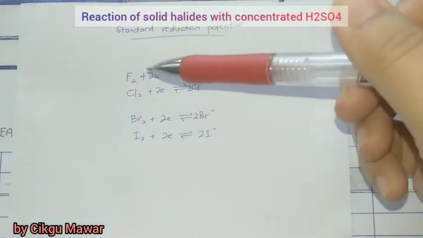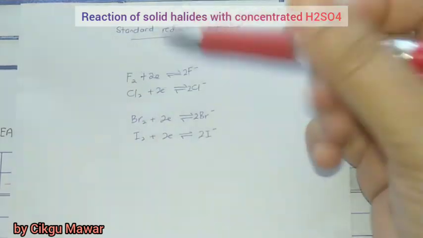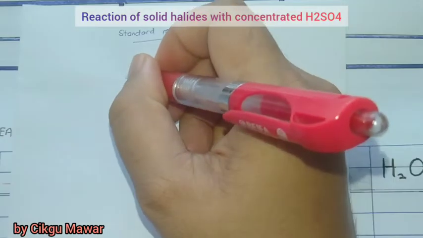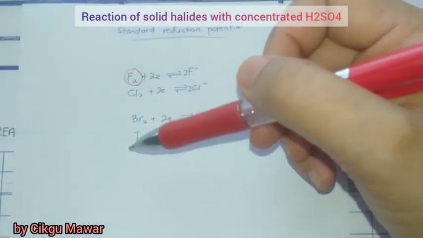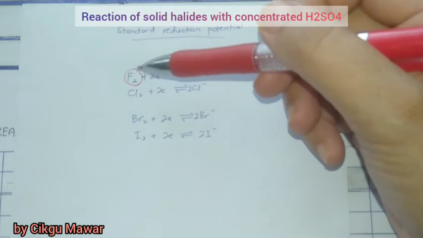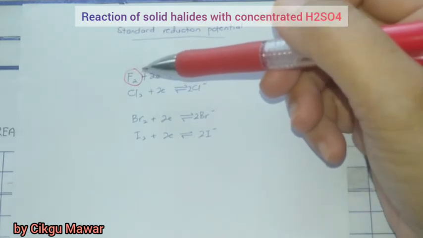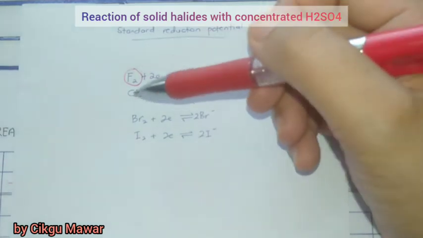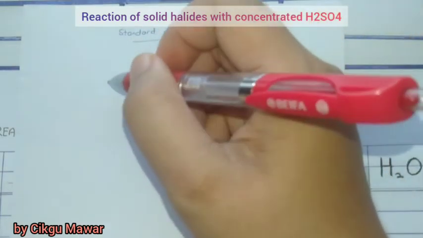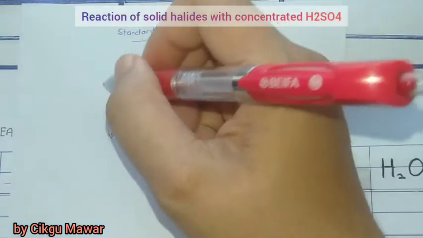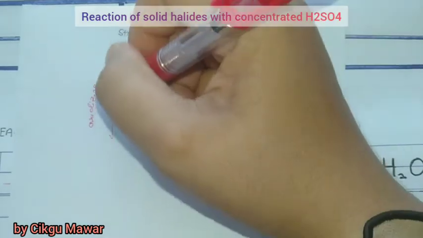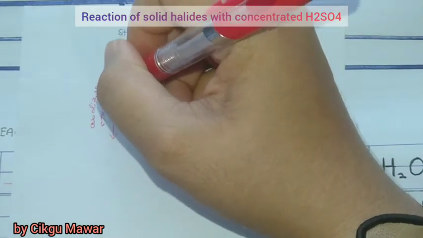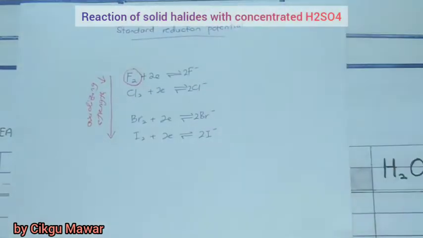According to this standard reduction potential, fluorine is the strongest oxidizing agent, and the more positive the potential, the stronger the oxidizing agent. So when going down the group, how about the oxidizing strength? The oxidizing strength gets weaker going down the group.